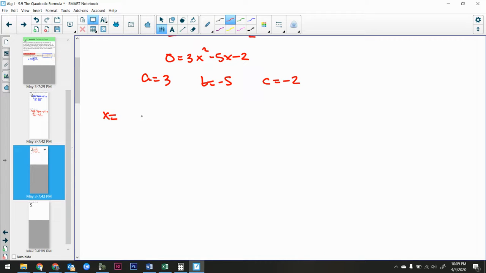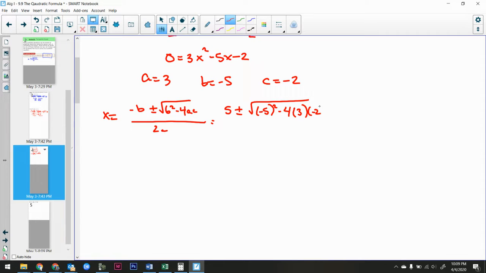And now at this point, that's what we're going to use to define our A, B, and C values. Okay, every time, x equals the opposite of b plus or minus the square root of b squared minus 4ac all over 2a. So negative b turns into positive 5 plus or minus the square root of b squared. Negative 5 squared. Use parentheses, folks, when you put that in your calculator. 4 times 3 times negative 2, all divided by 2a. 2 times 3 is 6.